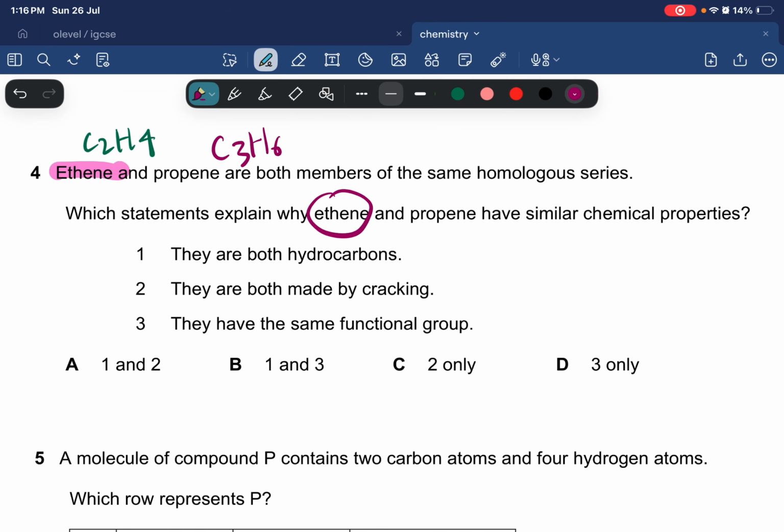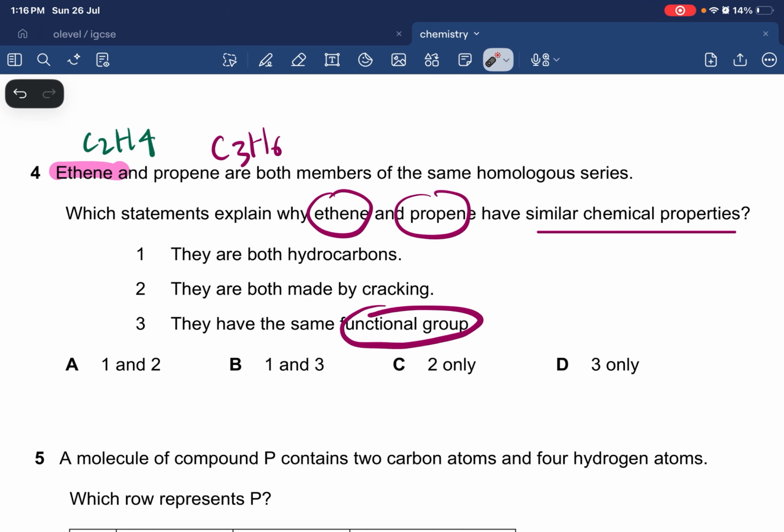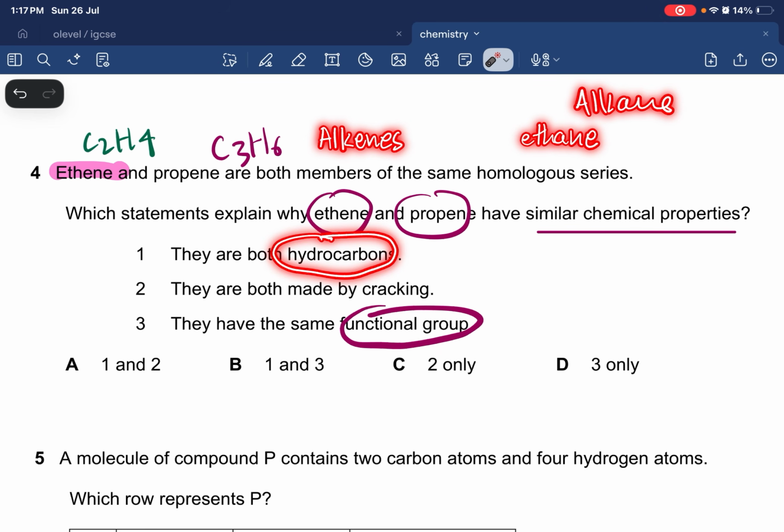Which statement explains why ethene and propene have similar chemical properties? They are both hydrocarbons. They're both made by cracking. They have a similar functional group. Okay, they're both hydrocarbons. Now, I know these statements are always confusing for people, but I'd like to tell you guys one thing. Ethene and propene are hydrocarbons, right? And they're alkenes. Good. And then you have ethane, that's an alkane. Got it? They're both hydrocarbons. Alkanes are also hydrocarbons, but alkanes don't have similar properties to alkenes.